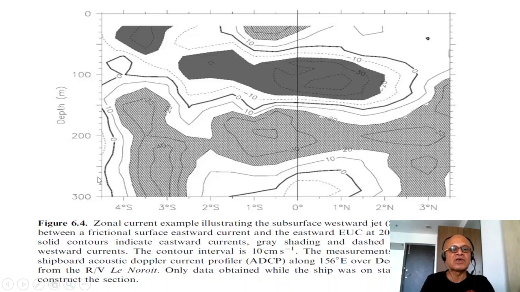So here we are looking at the meridional section around the equator. So here is the equator. You're going from 4 south to 3 north. So you have the meridional scale of the currents being shown here. So near the equator, let's see, hatching and solid contours indicate eastward currents. So these are positive. These are dark shades with negative numbers, so they are westward currents. So these are zonal currents.